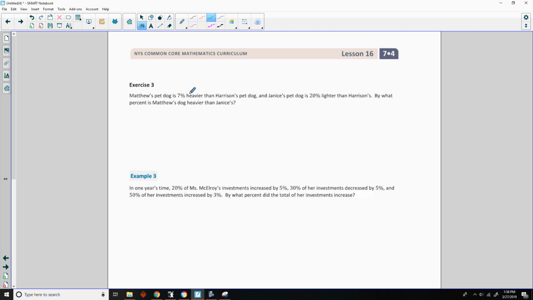Exercise 3. Matthew's pet dog is 7% heavier than Harrison's pet dog. And Janice's pet dog is 20% lighter than Harrison's. So we're all comparing our dogs with Harrison. So let H equal the weight of Harrison's dog first.